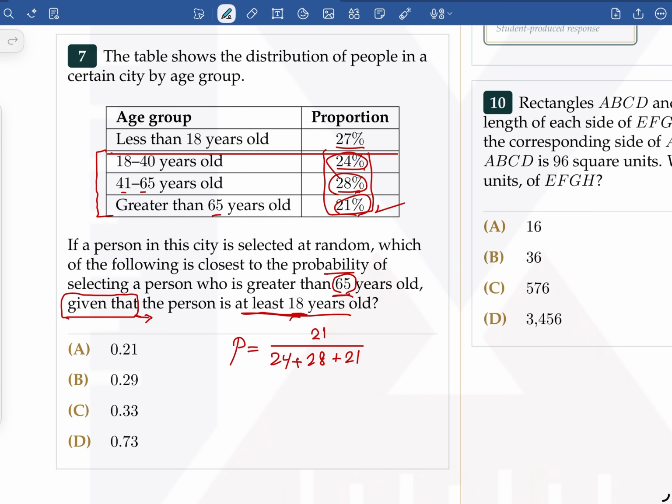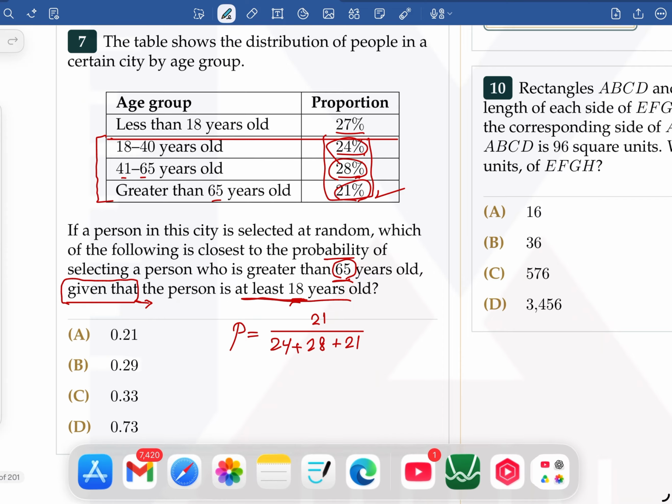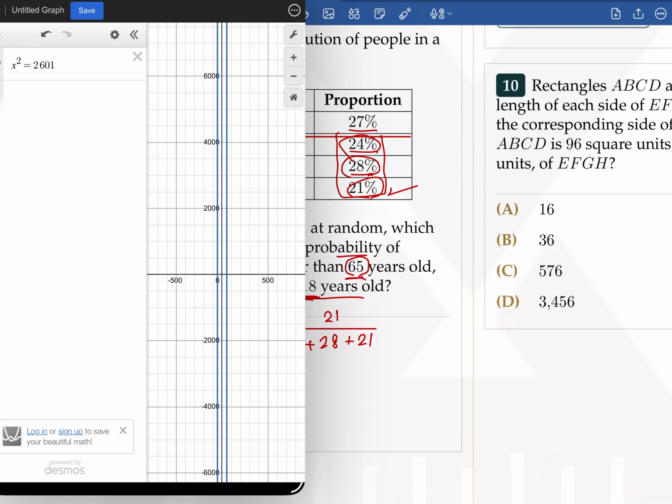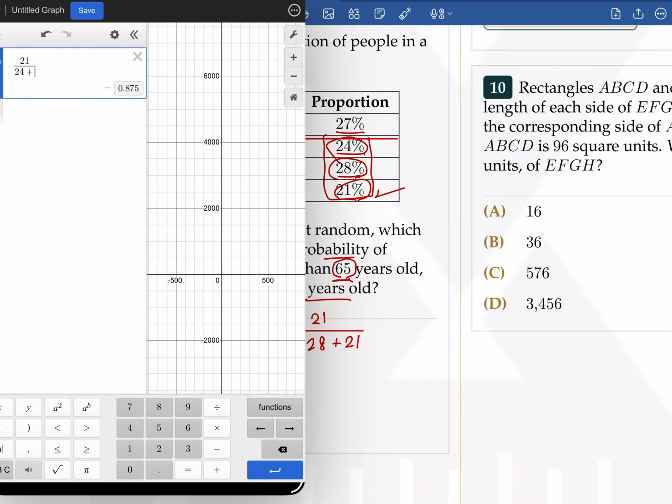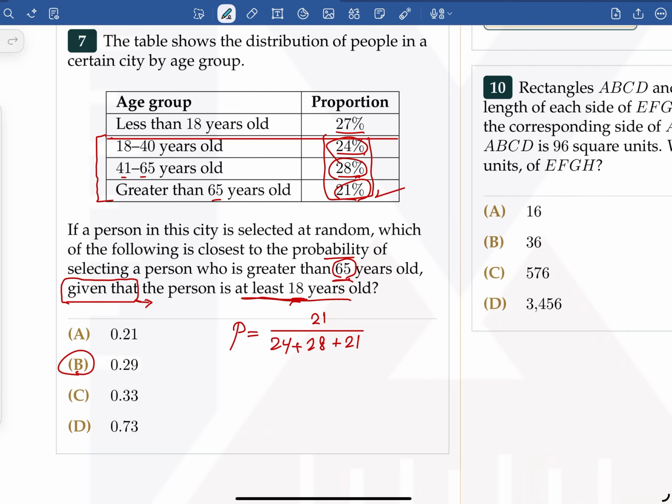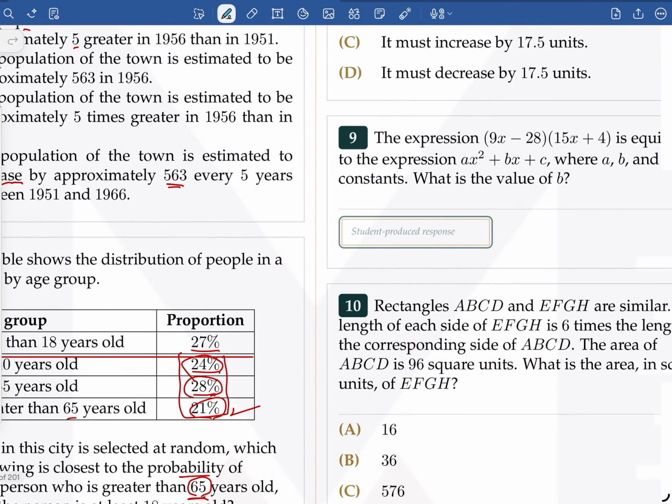Okay? So now we need to calculate this because, as I told you before, we do not need to write the percentage sign up and down because they will cancel each other. So now we can calculate this: 21 divided by 24 plus 28 plus 21. And we get this answer, 0.287, which is very close to 0.29, which is answer letter B.